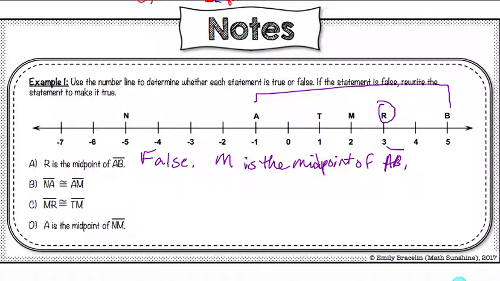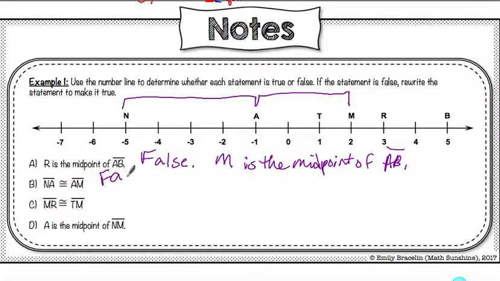Okay, the next statement says NA is congruent to AM. So find NA, find AM, and compare them. They don't look the same to me. I'm going to count here. 1, 2, 3, 4. NA is 4 units. 1, 2, 3. AM is 3. So I'm going to say this is also false.